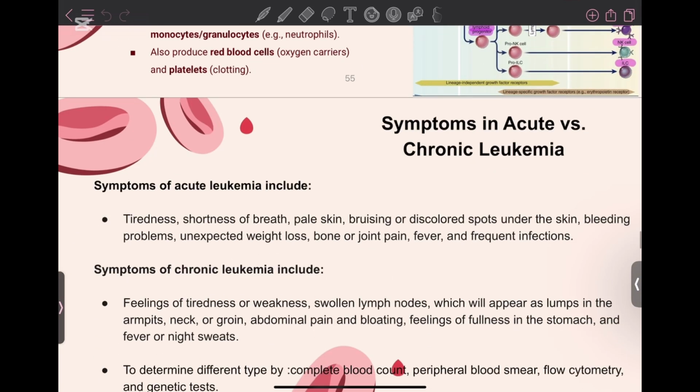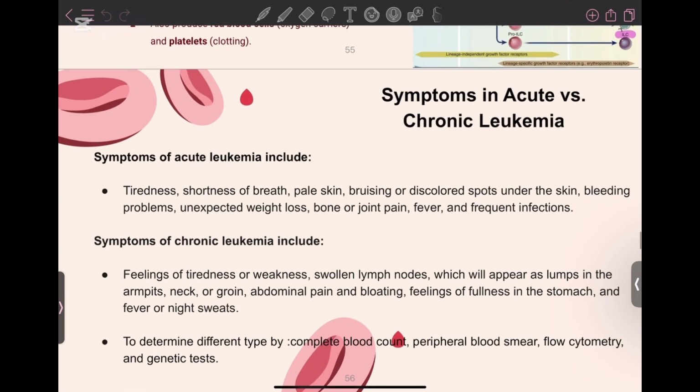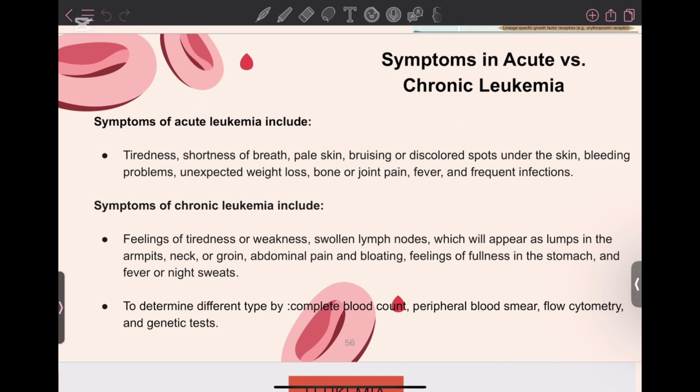Now, moving on to the symptoms in acute versus chronic leukemia. Malak went over them, but we're just going to quickly go over them very fast. So what are the differentiated symptoms in acute? It's basically you're going to have pale skin, bruising or discoloration under the skin, bleeding problems, unexpected weight loss, or bone or joint pain and fever.